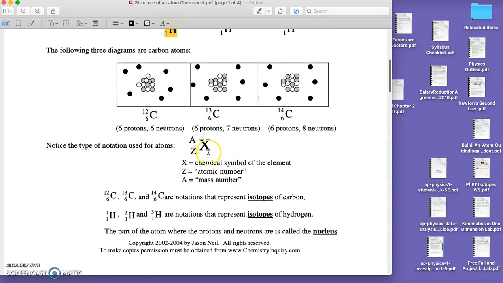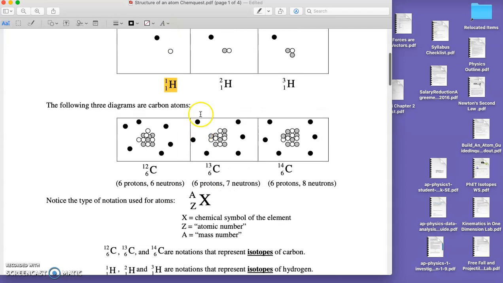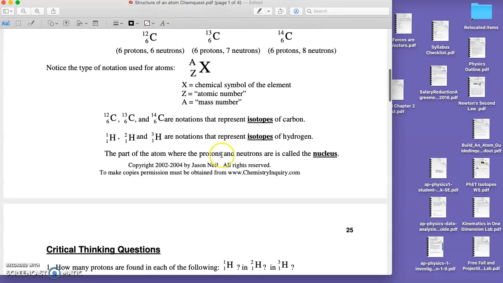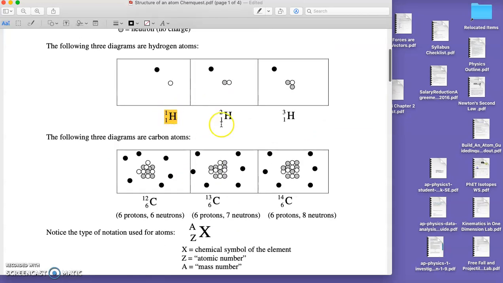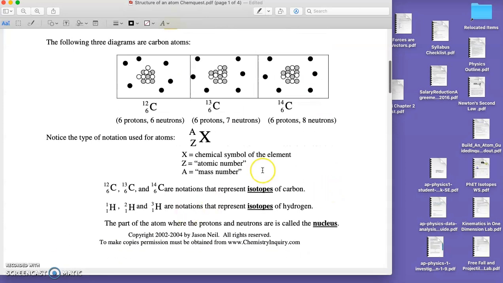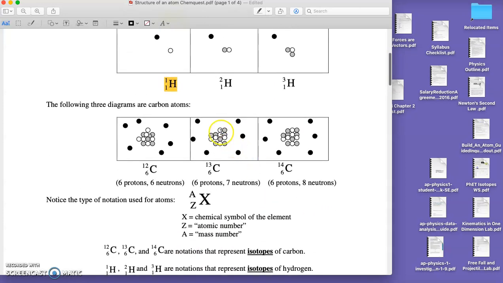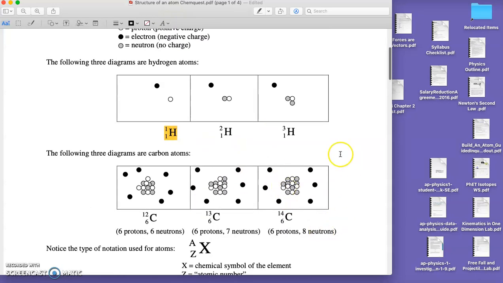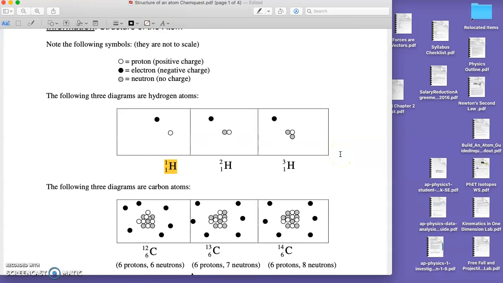This symbolism that we see here is the A Z X way to show what the atom has in it. A is the mass number, so this top number where the 12, the 13, and the 14 are in carbon, that's the mass number. This bottom number, Z, is the atomic number, 6, 6, and 6 for carbon. And then X is the chemical symbol, which in this case is carbon, and for this one is hydrogen. All of these are carbons, and they're called isotopes of carbon. All of the H's are hydrogen, and they are all isotopes of hydrogen. And the part of the atom where the protons and neutrons are is, of course, the nucleus, which you should know already. Okay, so those are the diagrams we're going to be looking at to answer some of these questions.